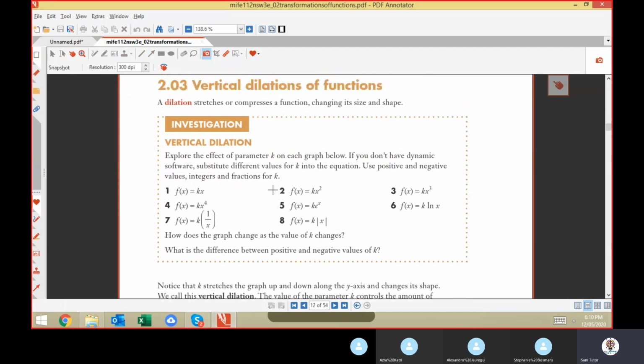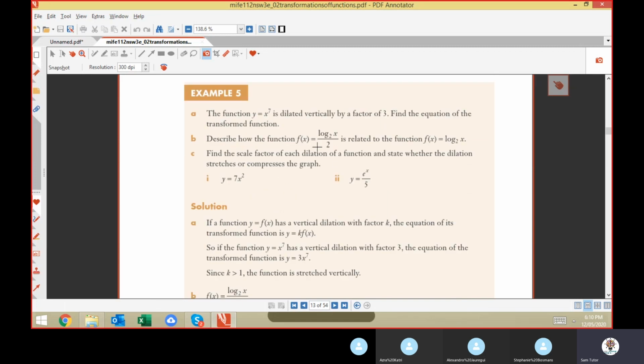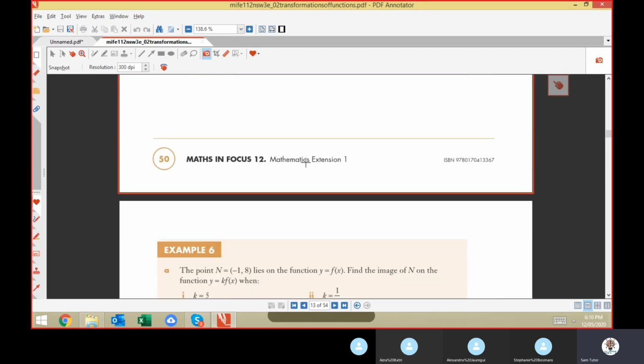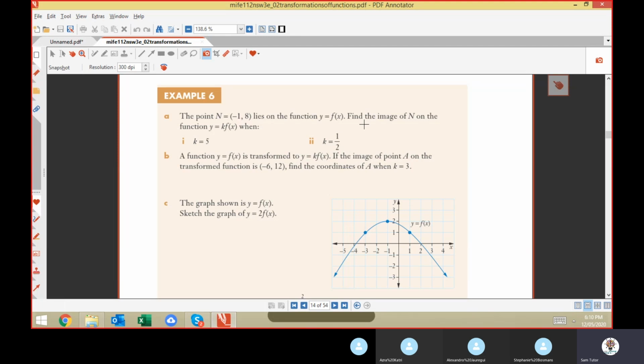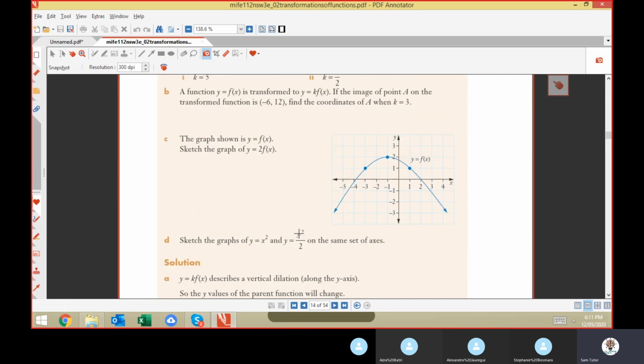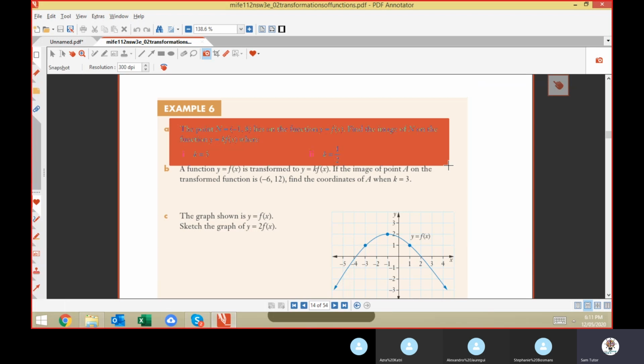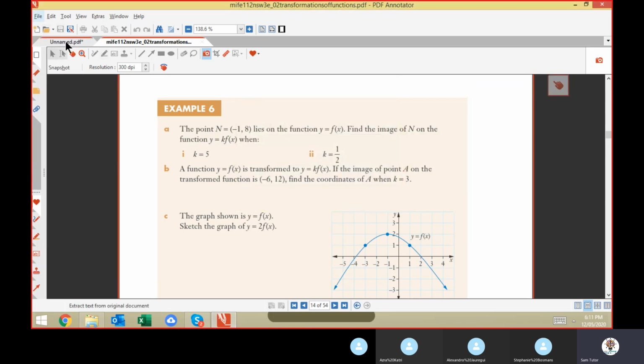Vertical dilations of functions. All right, let's have a look at this. Describe how, find the scale factor of each. That's easy. The point n lies in the function. Find the image of n on the function y equals k f of x. All right, let's see what I would do again for this one.